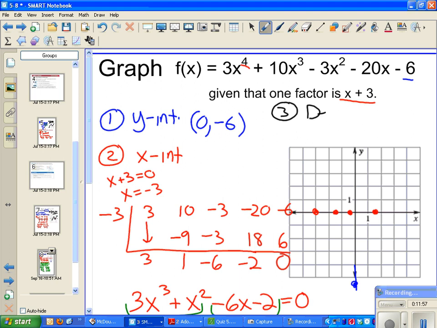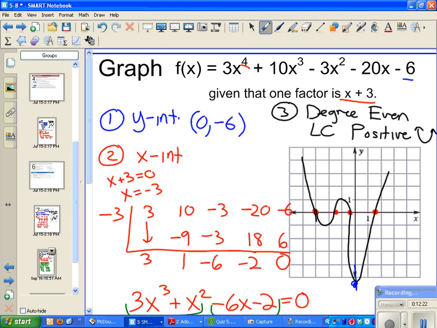So we have our degree is even. Our leading coefficient is positive, which means the end behavior is going to be up like a cup. So I'm going to start up. I'm going to go through all my x-intercepts. Again, it doesn't matter how low you go. We're just concerned about going through all the x-intercepts, going down to the y-intercept, and then coming back up through the other x-intercept. And that is how you graph them.